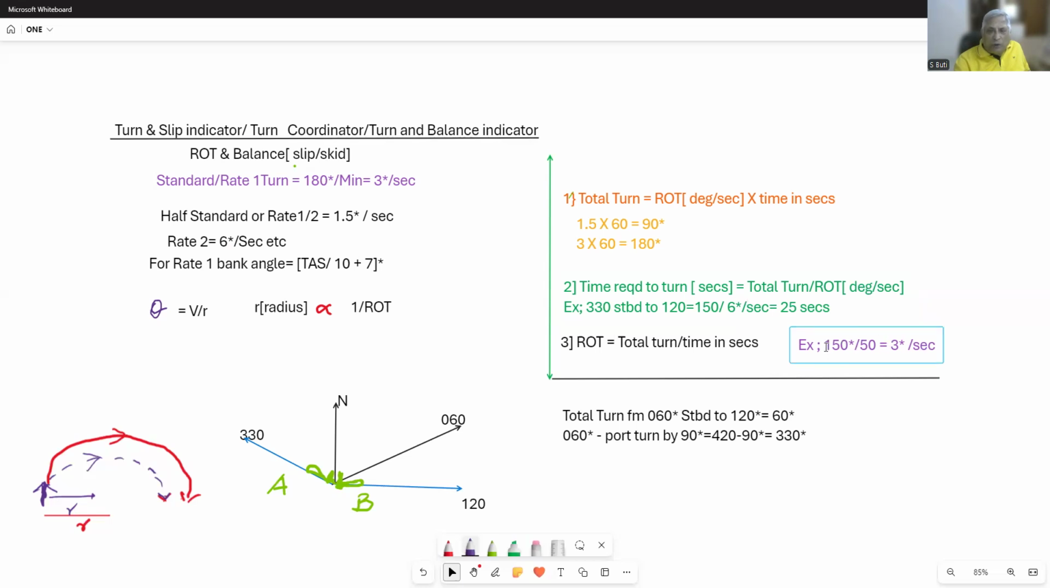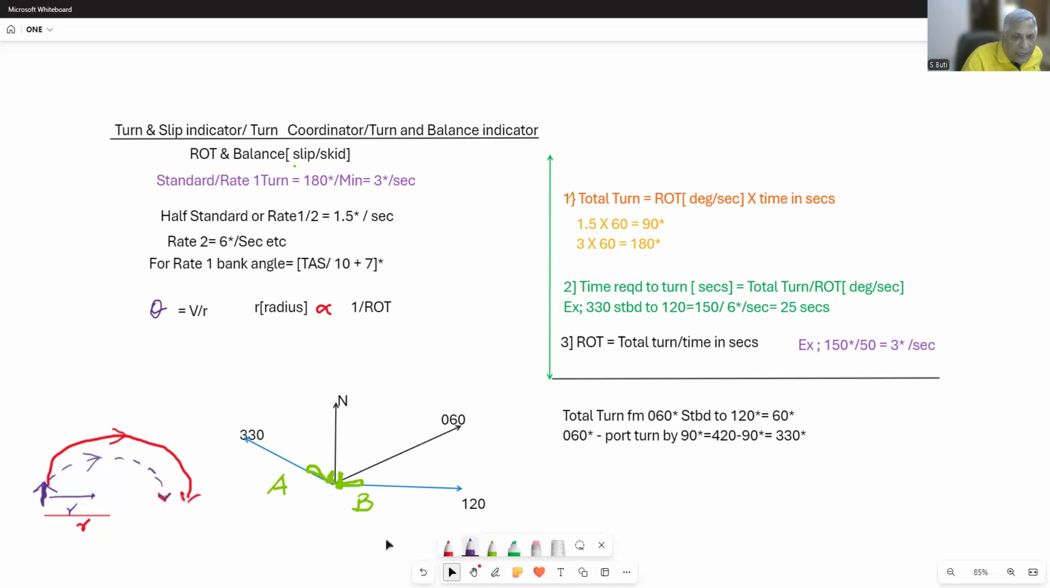Or the other way around, if you are turning 150 degrees and taking 50 seconds, then you are turning at rate 1, 3 degrees per second. So out of these three, two are known, the third can be calculated. Remember always, when you turn right or starboard or clockwise, readings increase. When you turn anti-clockwise, readings decrease. You can find out the time required to turn, or how many degrees you will turn at a particular rate and in a particular time. And these are the types of numericals. I will give you a question bank in one of the later sections to try out those questions.